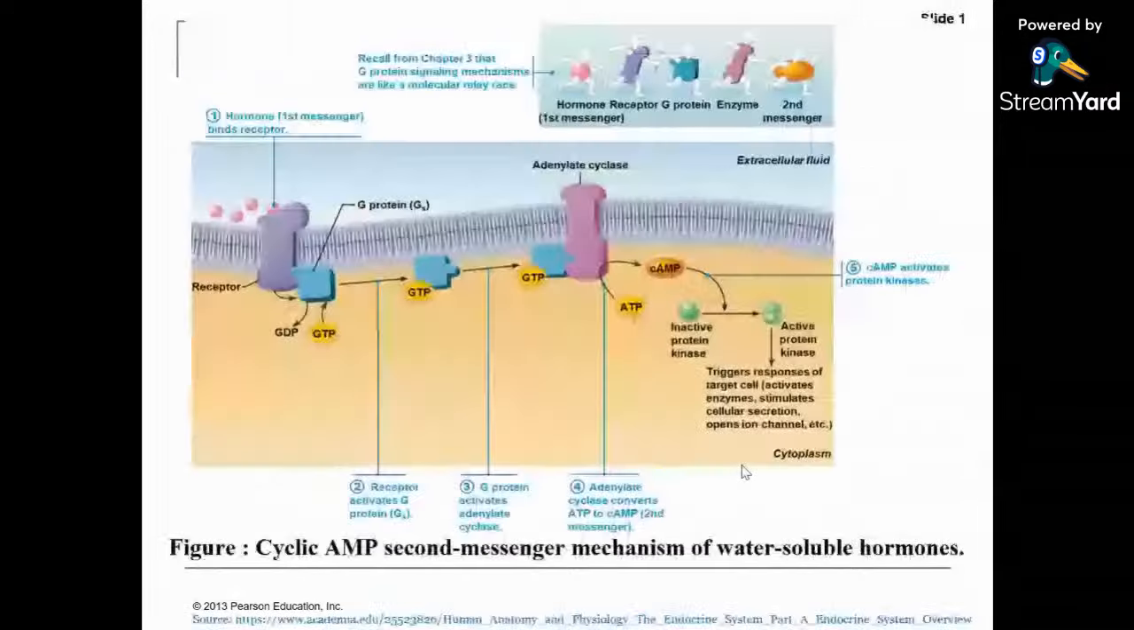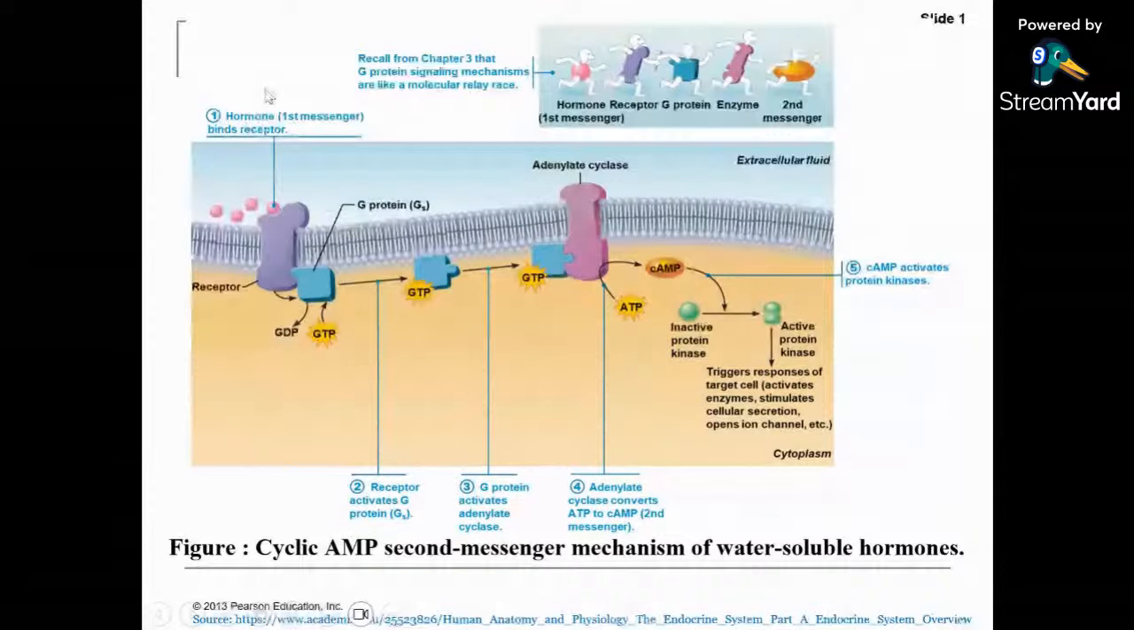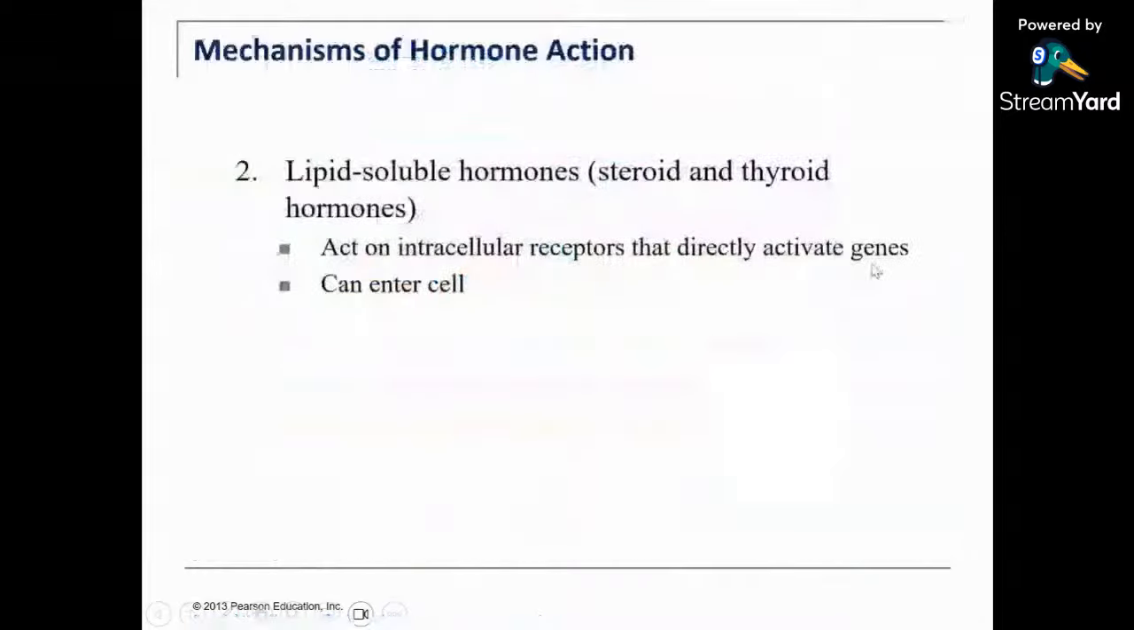The diagram showing the mode of action of water-soluble hormones. Here you can find the hormone acting as a fast messenger, which activates the membrane-bound receptor. The receptor then activates G-protein, and then G-protein activates adenylate cyclase. This adenylate cyclase then converts ATP to cAMP. Here cAMP acts as a second messenger. And this cAMP activates protein kinase, and protein kinase activates different functions.